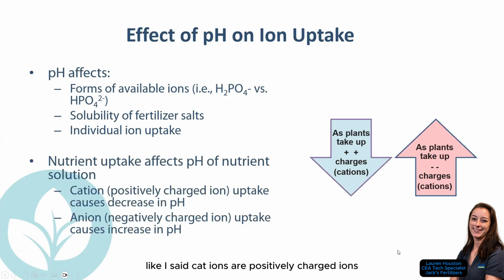Like I said, cations are positively charged ions. As the plants take those up, those extra charges get kicked back off into solution. That's what's going to cause the drop in pH. And then similarly with negatively charged anions, that negatively charged hydroxyl group is what gets kicked back off and ends up recirculating in solution to change the pH over time.